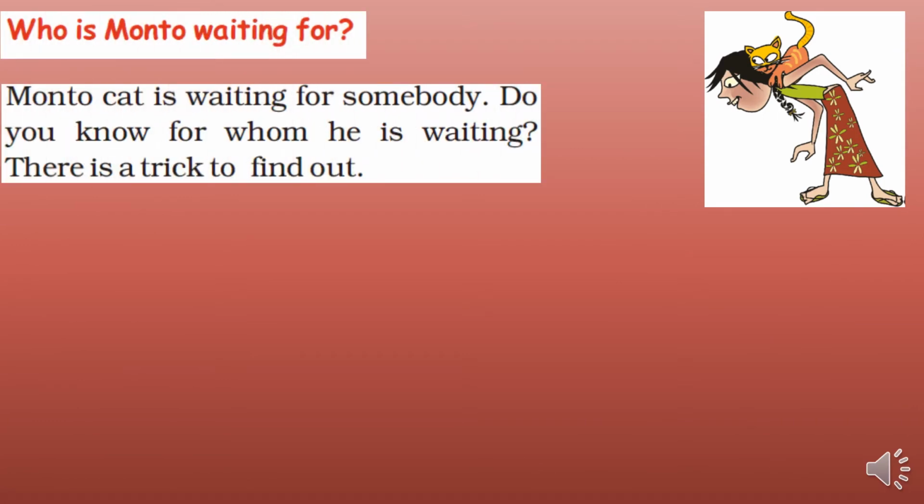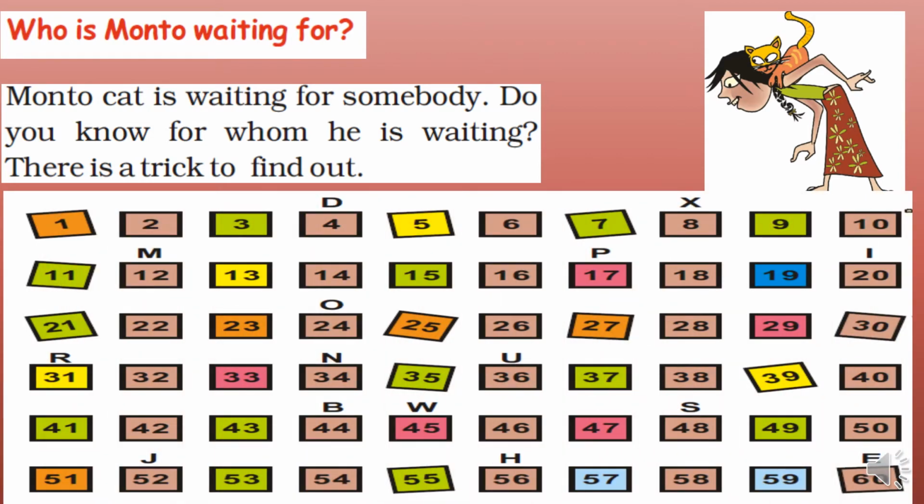Now who is Monto waiting for? Monto cat is waiting for somebody. Do you know for whom he is waiting? There is a trick to find out. See here, some numbers, that is 1 to 60, are given here. On some of the numbers some alphabets are also written.